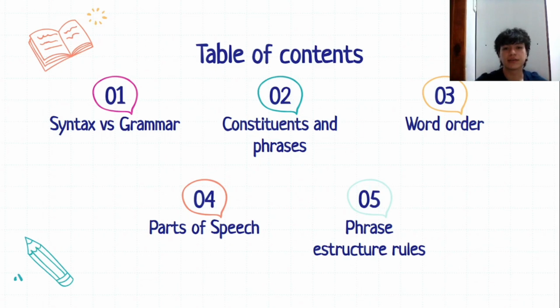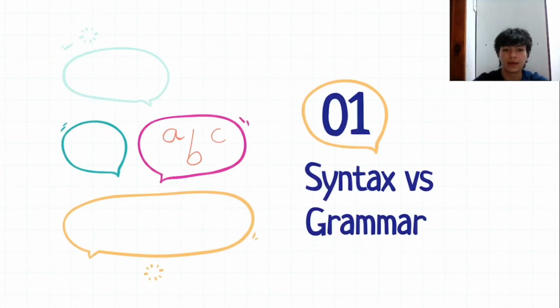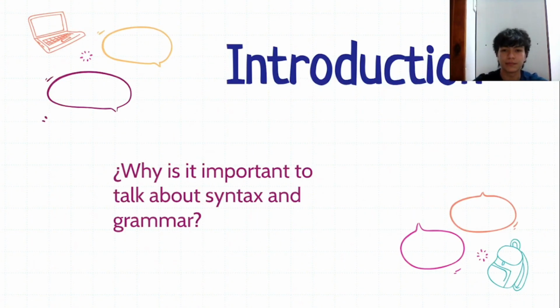Here is our table of contents. First we have syntax versus grammar. Then we have constituents and phrases. Third we have word order. Fourth parts of speech. And finally phrase structure rules. So let's begin with syntax versus grammar.